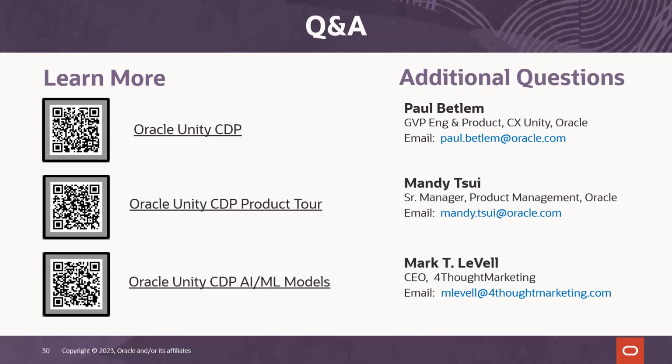Great, thank you. Our next question comes from Kevin. Kevin asks, for marketing, customer is often a person, but for sales, it is often an account. How does a CDP help with that? Is CRM still the number one source of truth, or is it a different architecture?